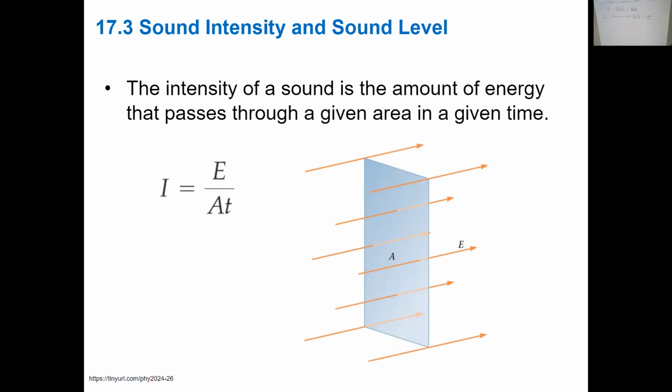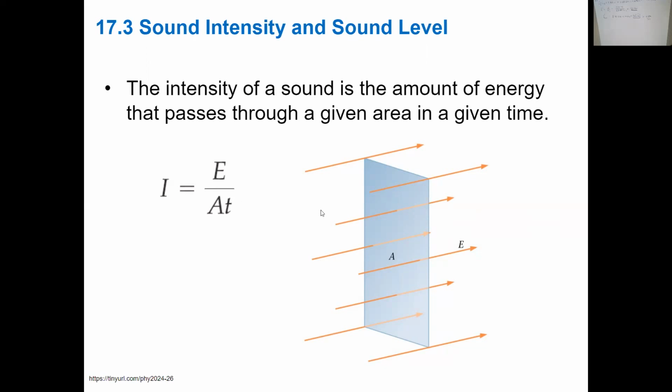The next section talks about sound intensity and sound level. When we hear sound, that's because the sound carries energy, and when it hits our eardrum, over the area of the eardrum, that gives you the intensity. Basically your eardrum experiences the intensity of the sound. When the intensity is higher, you feel the sound is louder. When the intensity is lower, you hear the sound is weaker.